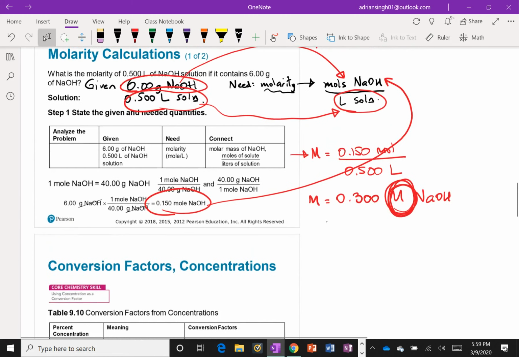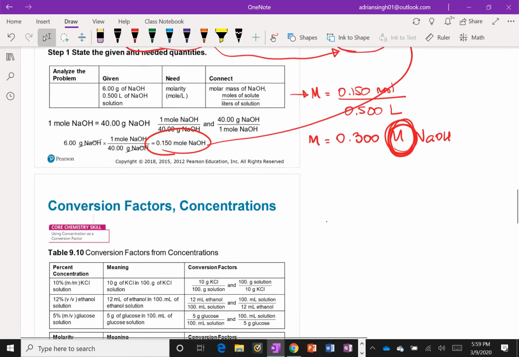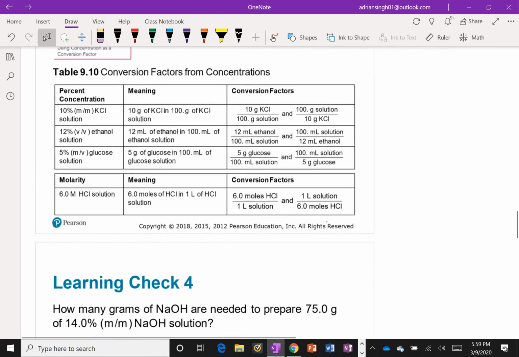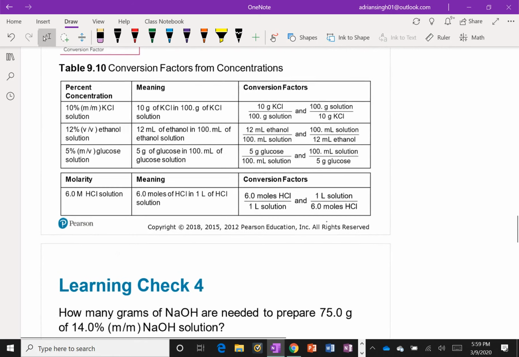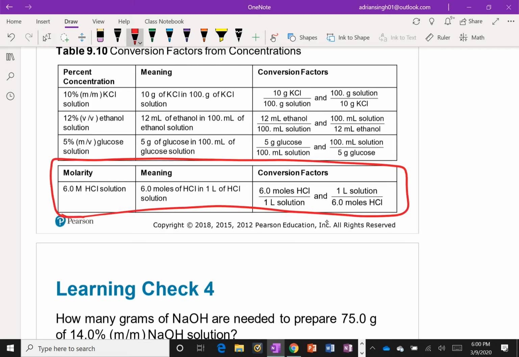So the relationship that molarity gives us, moles of a solute per liter of solution, is something that we can use as a conversion factor to allow us to convert between those two different units. But it's the same type of relationship that we get from the other concentrations as well, right? We're just going to focus here on the bottom part of this, but the idea is the same for the percent concentrations as well.